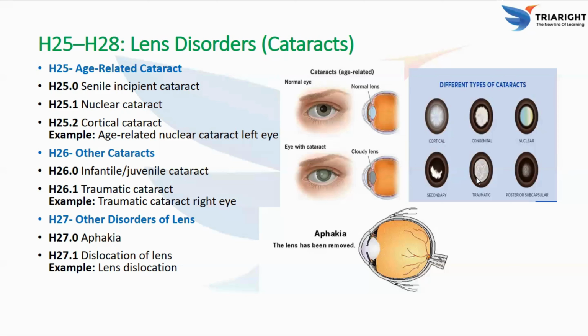So traumatic means it is caused from injury. So posterior subcapsular is clouding at the back of the lens, causing glare and difficulty in reading. And here is an aphakia diagram. This shows an eye without the lens. So after removal, the eye loses its focusing power. So this is about the cataracts and the dislocation of the lens.